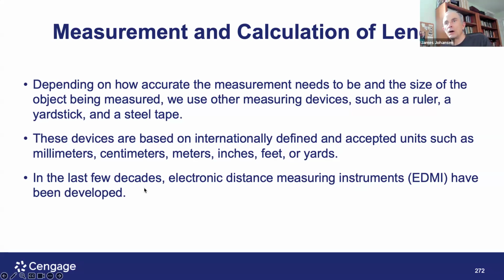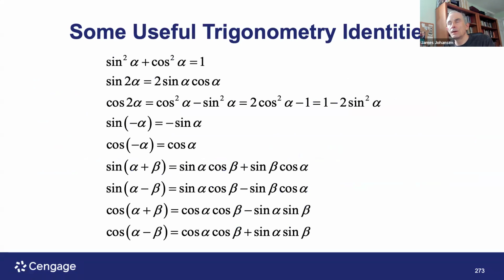In the last few decades, electronic distance measuring instruments, EDMI, have been developed. I remember when I was an undergraduate, one of my fellow students actually got a patent and had a company that wanted to take his idea and make it reality. This can be quite nice: using a laser, it goes out and comes back, and by measuring how long it takes, it can figure out how far one point is from another.